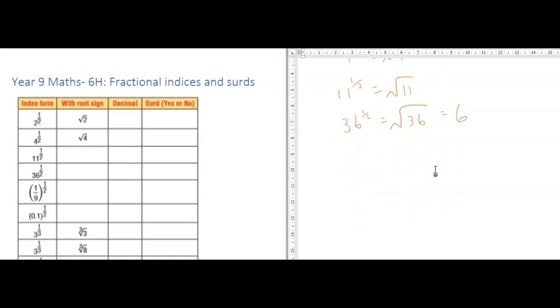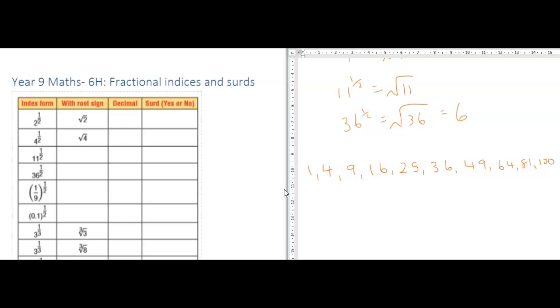So if you have a perfect square under your square root sign, the perfect squares are, let's start with 1. So 1 squared is 1, 2 squared is 4, 3 squared is 9, 4 squared is 16, 5 squared is 25, 6 squared is 36. Then we've got 49, 64, 81, and 100, and they keep going. If you had the square root of any of these numbers, you're going to get an integer, a whole number. So it's not a surd.